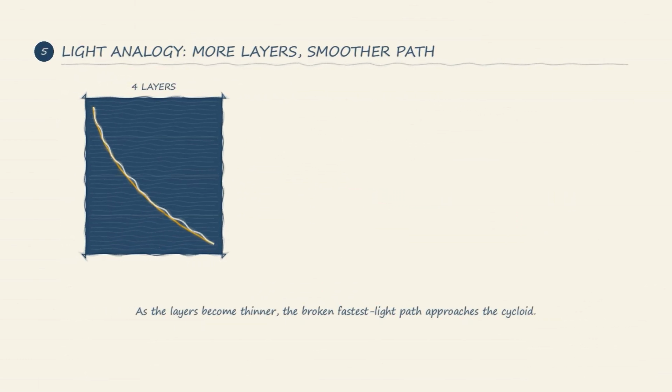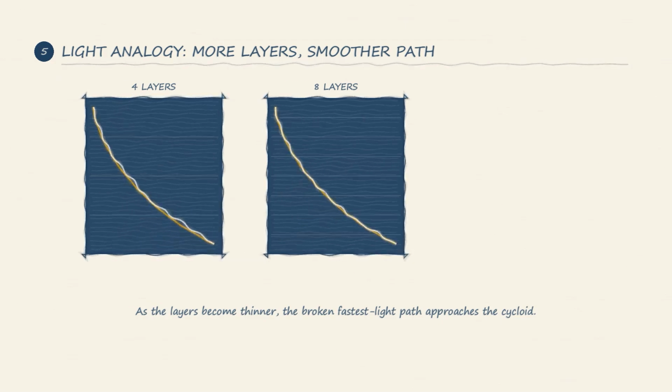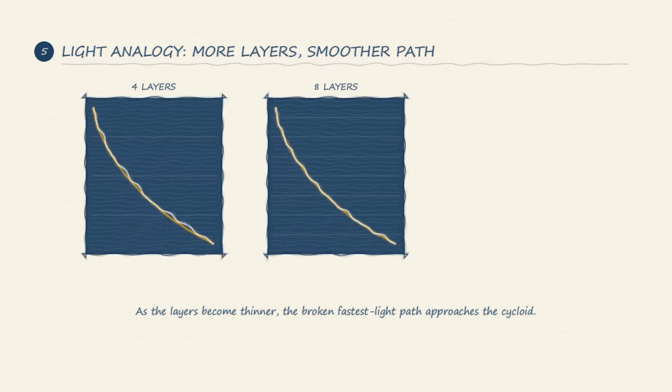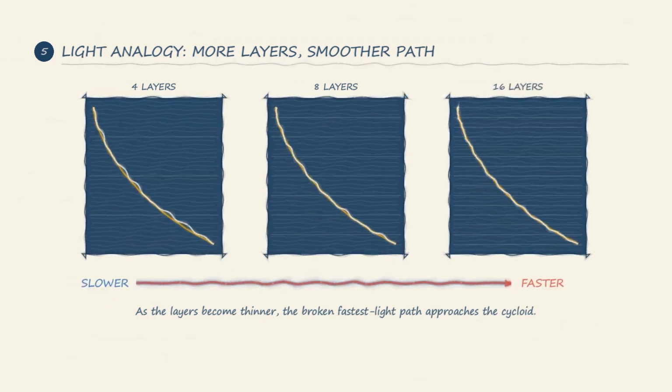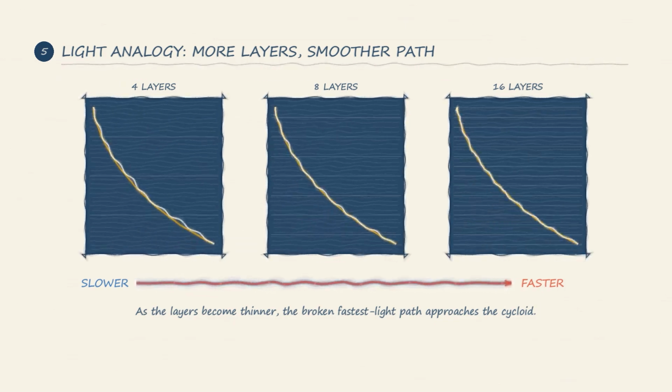Bernoulli replaced continuously changing speed by discrete optical layers. A broken fastest light path bends at each layer boundary. With more layers, the broken path approaches the smooth cycloid.